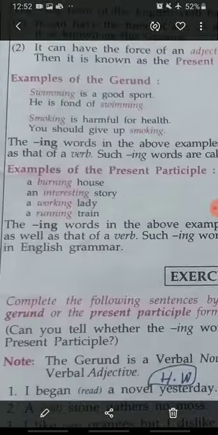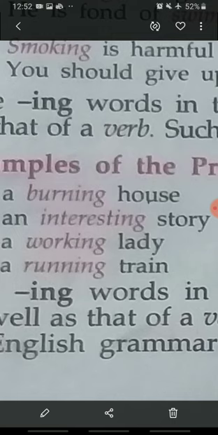Some examples of present participles: a burning house. Which house? Burning house. Burning is a verb form, but here it is describing the house. Describing words are adjectives. So it is a participle. An interesting story. Which story? Interesting story. Interesting is describing the story. Describing word, adjective. So it is a participle.